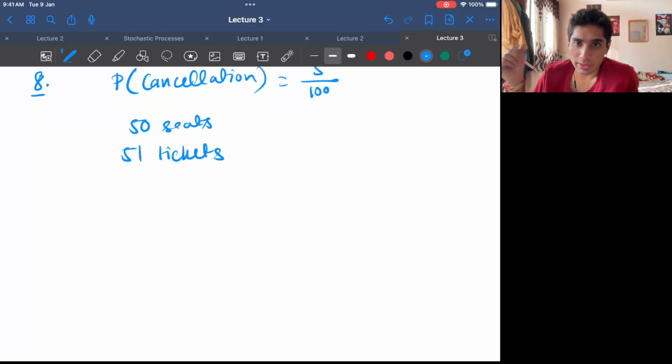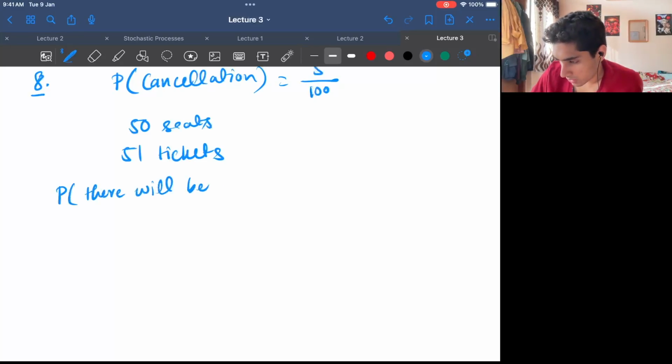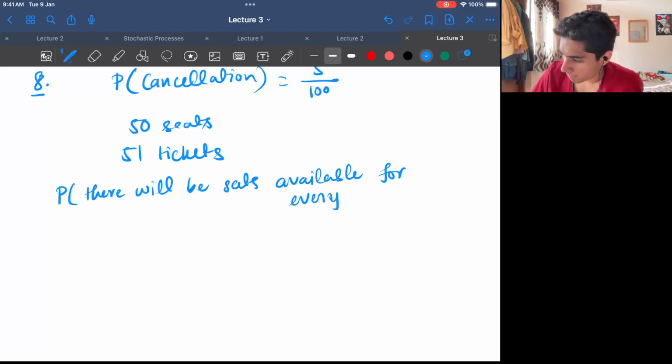Now the question is, what is the probability that there will be seats available for every passenger?